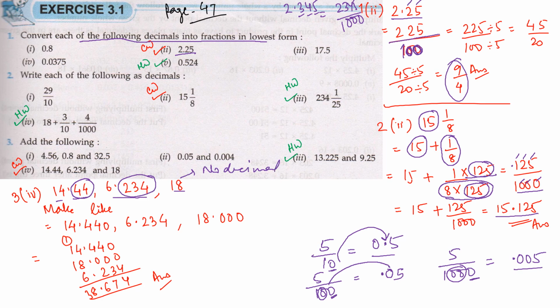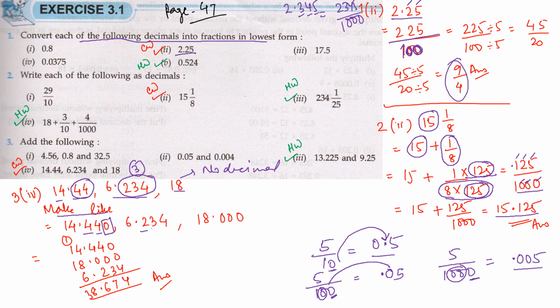Isn't it? So first what we will do, we will make them like. Like करने के लिए you see what is the maximum number of digits after decimal. Here it is 3 are the maximum number of digits after decimal. So every number should have 3 decimal places. अब look here. Here it was 4 and 4. So what we did? एक 0 लगा दो. Nothing will happen. Because putting a 0 after decimal doesn't change the value.